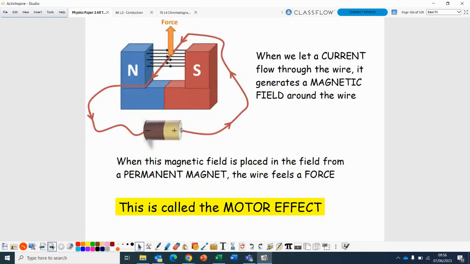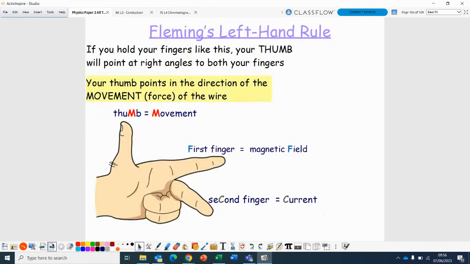You may need to know the motor effect. This is for higher tier now. So if you get current going through a wire and you place it into a magnetic field, it will experience a force. That force is called the motor effect. To work out which way that force will be felt, then you need to do Fleming's left-hand rule.